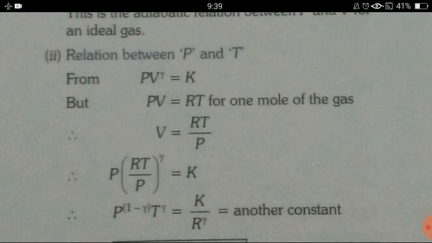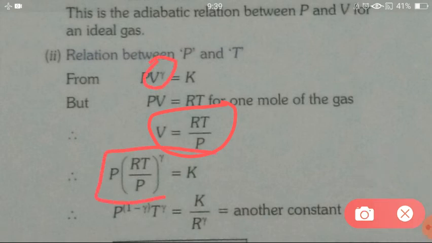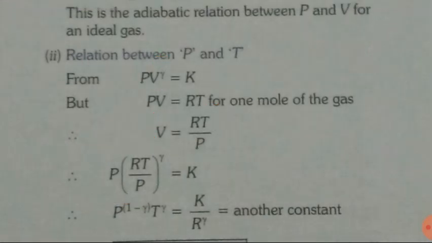From the first relation, PV^gamma equals K, but we know that for an ideal gas PV equals RT. So from there we can get V equals RT upon P. Now this value of V we will put here, so we get P into (RT upon P) whole power gamma equals K. Now when we open the bracket and solve it, we will get P to the power 1 minus gamma into T to the power gamma equals K upon R^gamma.